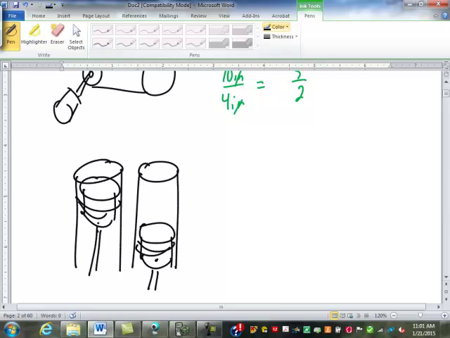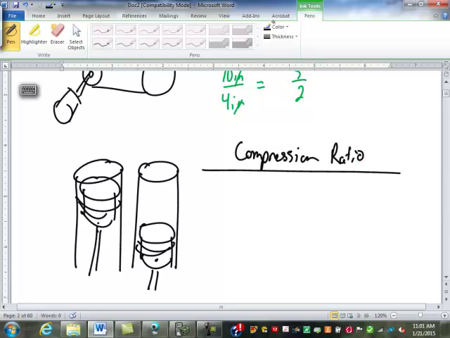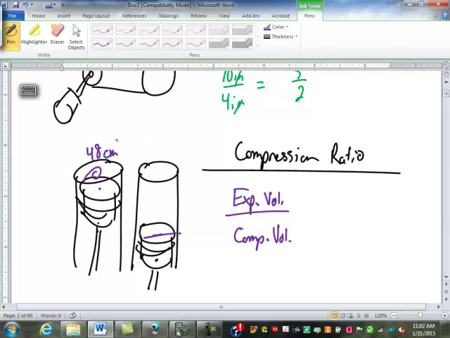Any guesses? You got it. This is a compression ratio. A compression ratio compares the expanded volume to the compressed volume. Expanded is when the piston's at the bottom of the stroke or bottom dead center, when the volume above it is at its largest, its maximum. Compressed is when the piston's at the top of the stroke or top dead center, and the volume above it is its smallest. So let's say that this is 48 cubic centimeters here, and this is 1,080 cubic centimeters here.